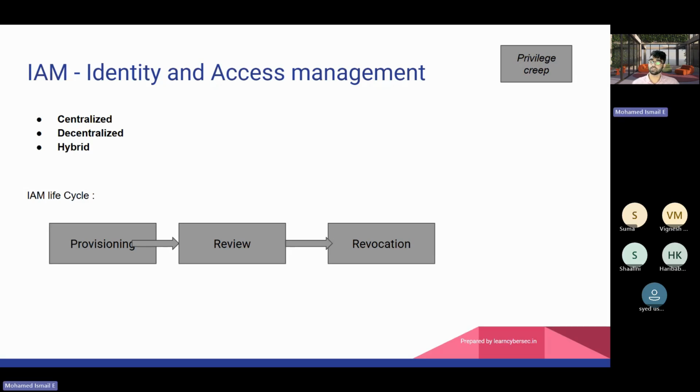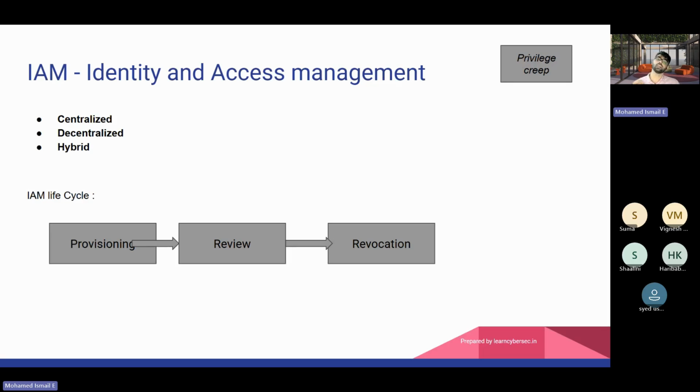identity and access management. Decentralized, they work in silos. They don't have a connection, like each office has its own IDP, its own administrator. Hybrid, they operate in a way that is centralized as well as local. Both capabilities are there. Why was this evolved?